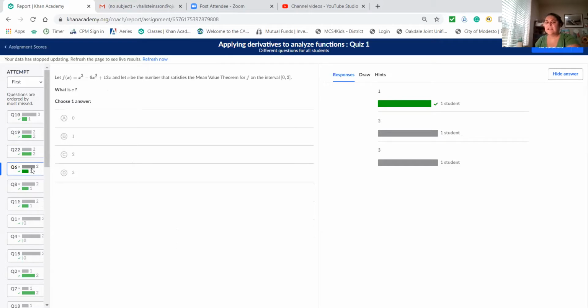So again, given that f of x is x to the third minus 6x squared plus 12x, and I'm looking at the interval from 0 to 3, now the correct answer is going to be 1. I can see that on the right side of the screen. But what I'm going to do is take you through what the theorem is guaranteeing for us here.